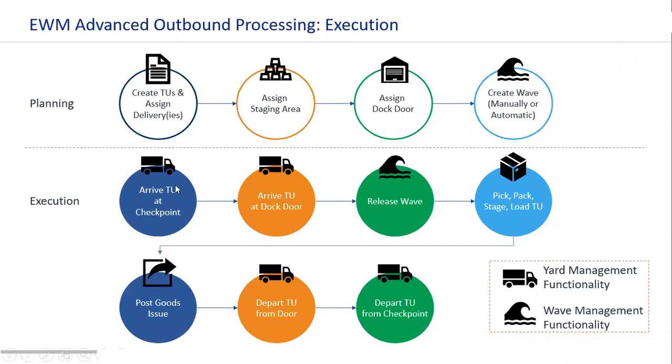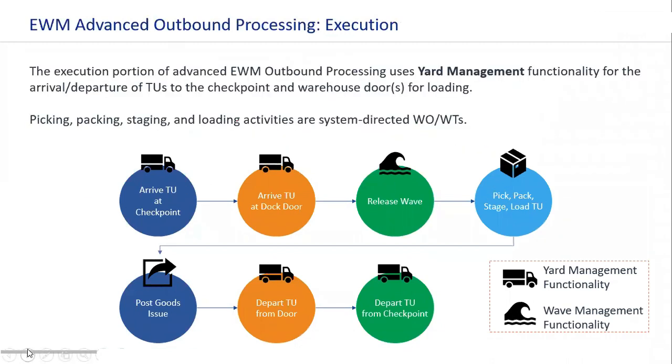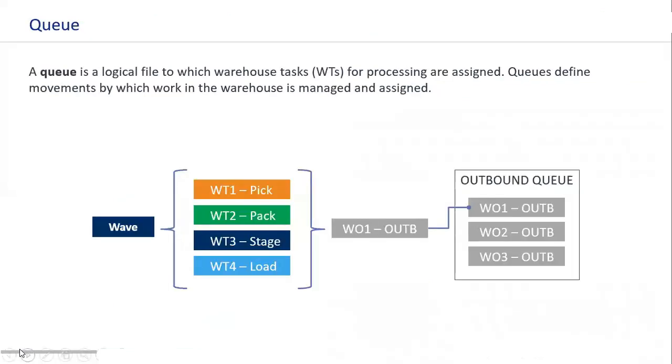And the next part is the actual execution. So the execution portion of advanced EWM outbound processing uses yard management functionality for the arrival or departure of TUs to the checkpoint and warehouse doors for loading. So picking, packing, staging, loading. Queue is a logical file to which warehouse tasks for processing are assigned. Queues define movements by which work in the warehouse is managed and assigned.